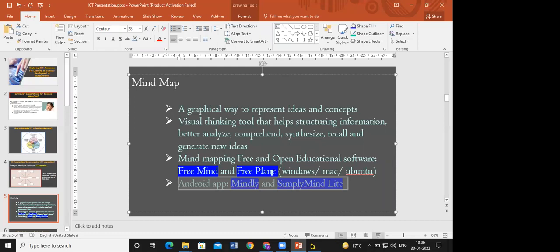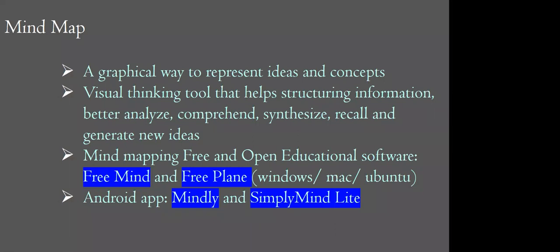So what is this? This is the mind map. I have told you that you can download FreeMind and FreePlane freely for Windows, Mac, or Ubuntu, or you can use it on your mobile also. And these are Mindly or Simple Mind.